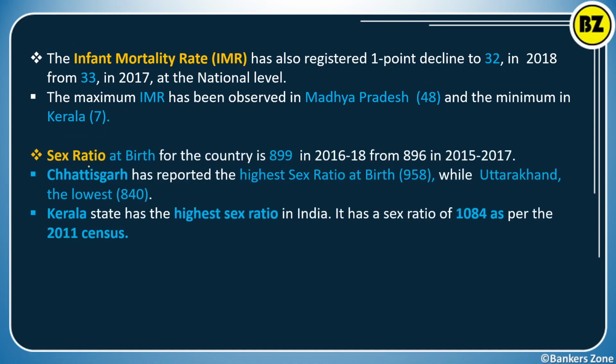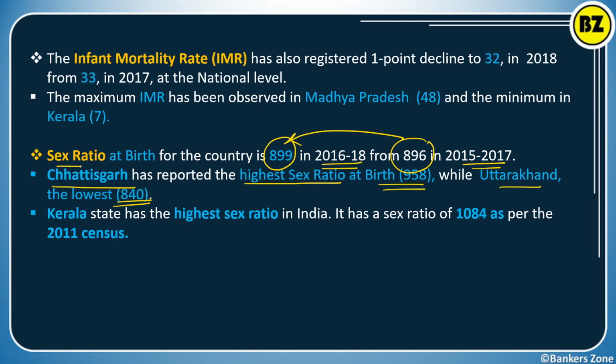Okay, now further we talk about the sex ratio. The sex ratio at birth for the country is 899 in 2016-18 from 896 in 2015-17. You can notice one thing here, 899 was in 16-18, right, and 896 in 15-17. So it has increased. There is some improvement in the sex ratio, right? Chhattisgarh has reported the highest sex ratio at birth, 958, and Uttarakhand has the lowest, 840.